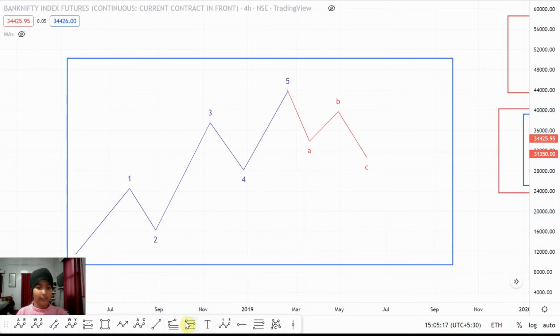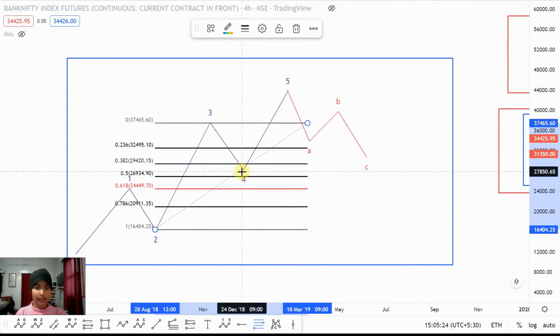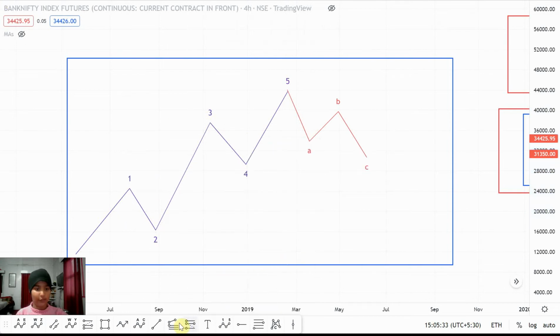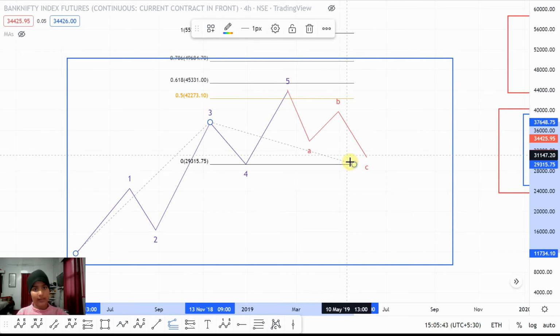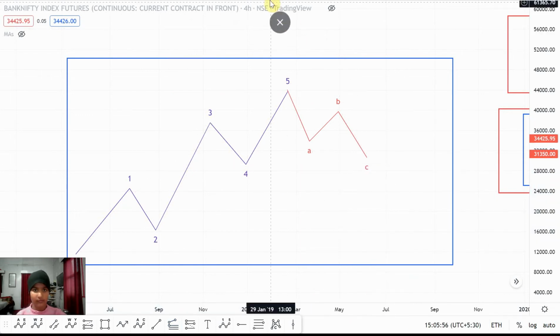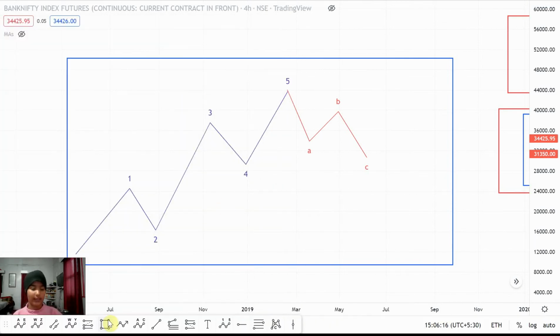For checking the fourth wave, we put a fib like this. Our fourth wave generally comes to the level 0.382, and for this fifth wave we put an extension, and our fifth wave can generally come to the 0.618 level of our extension. So yeah, let's mark it.